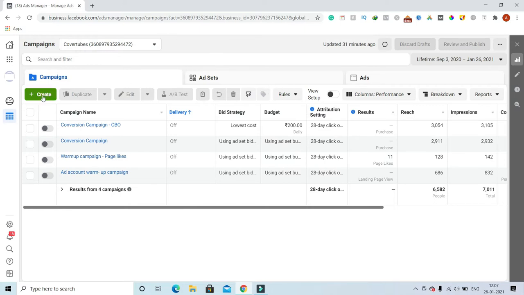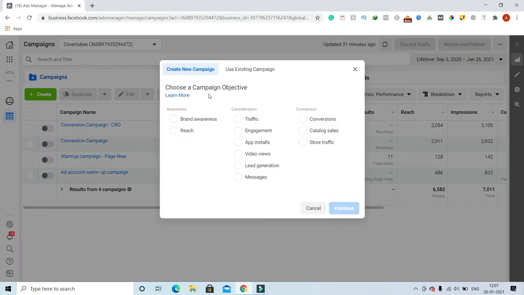The first thing is about creating a campaign. I will go and click on create. Now whenever we create anything on Facebook ads, it is going to tell us to choose an objective. Now what does an objective mean? The objective is the purpose for which you are running a Facebook ad, and Facebook has divided all of its objectives into three things. The first is awareness, the second is consideration, and the third is conversion.